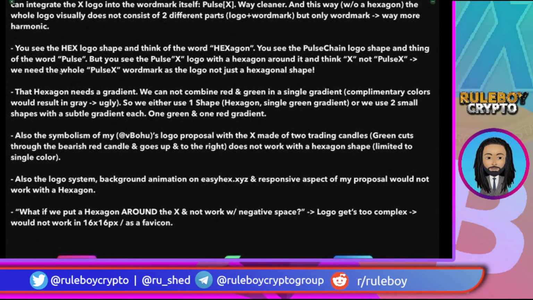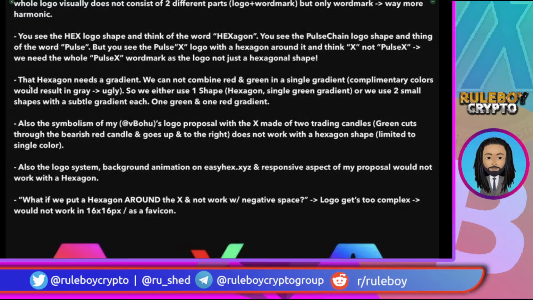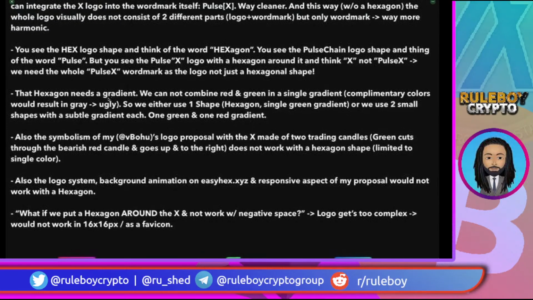So he said again, you see the hex logo shape and think of the word hexagon. So whenever you see the hex shape, you think the word hexagon. You see the PulseChain logo shape and think of the word pulse. But you see the PulseX logo with a hexagon around it and think X, not PulseX. So we need the word PulseX, the word mark, as the logo, not just a hexagonal shape, which is so beautiful. That hexagon needs a gradient.